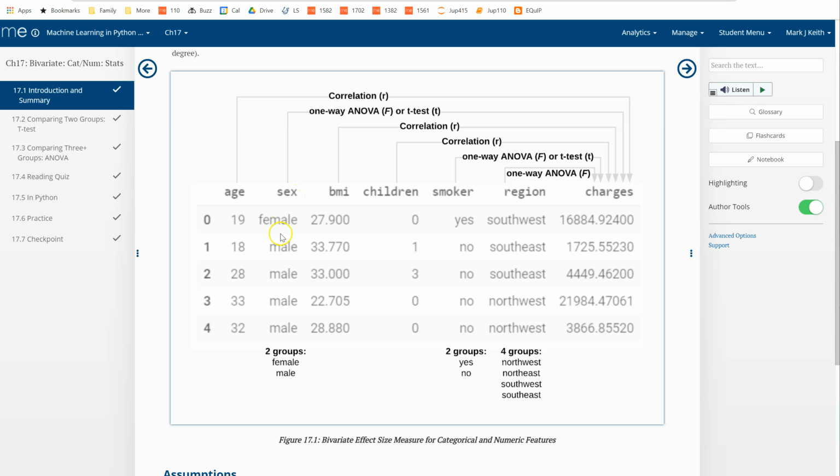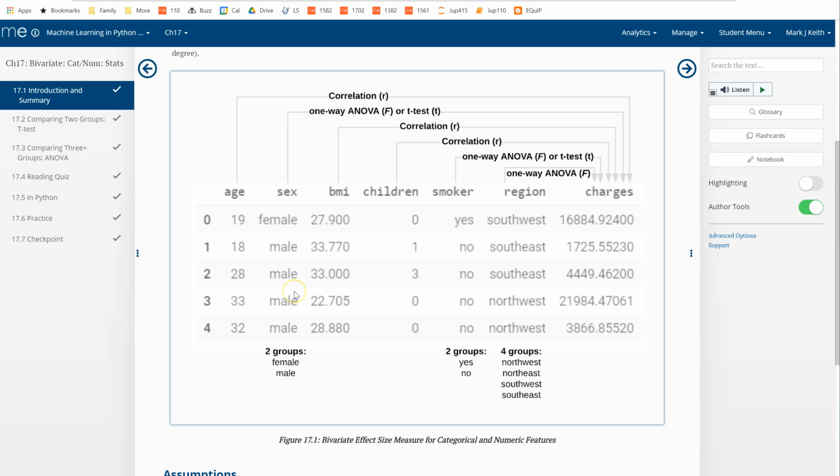Now with categorical features, I'm going to point out a couple of things. First of all, we have the term group that is commonly used that indicates the unique values of a categorical feature. So for sex, where in this particular data set we only have male and female, that means we have two groups. Smoker, yes, no, two groups. Region, because there are four unique values, we have four groups. So when you hear the term group, think unique value of a categorical feature. But we're referring to an individual feature.